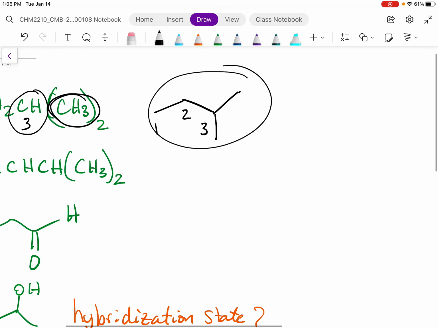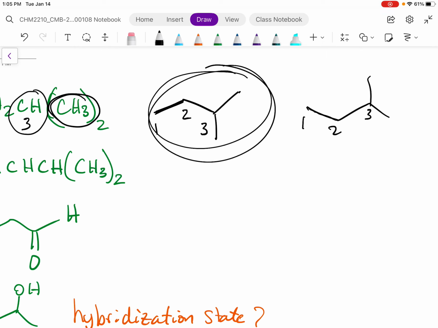Now many students freak out. Like, well, what if I drew it like this? Do you see what I did there? That's carbon 1, carbon 2, carbon 3. It's the same molecule. It's just I started my zigzag up on this one. And over here, I just started it pointing down. If I took this molecule and just flipped it 180 degrees on the vertical axis or the horizontal axis, I would get this. It's the same thing.